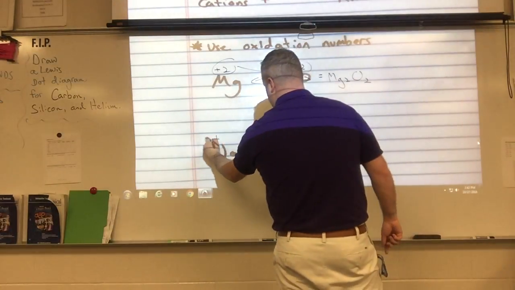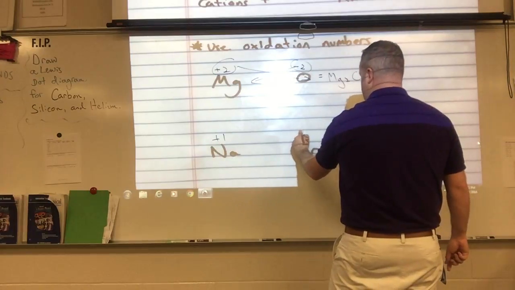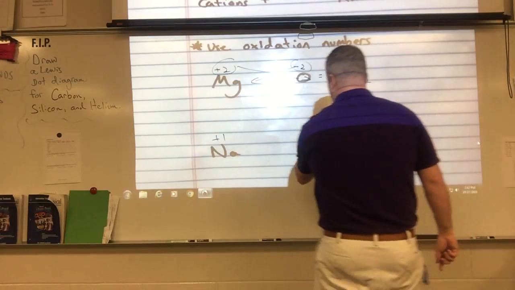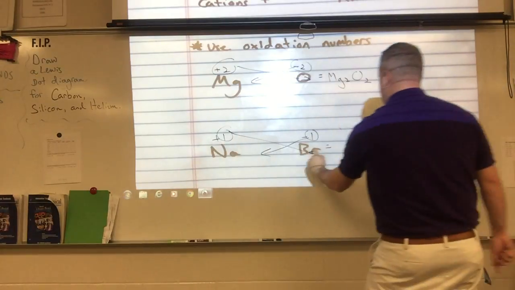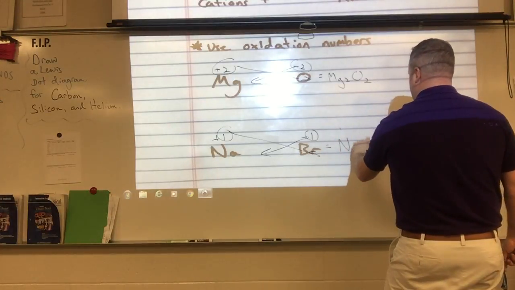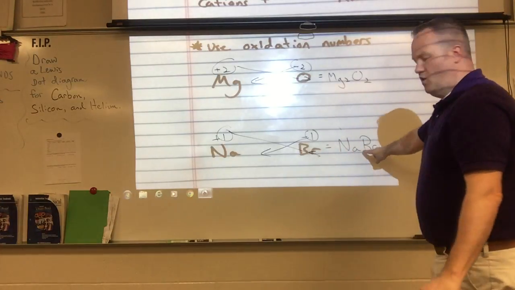Sodium has a positive 1 charge, bromine has a negative 1 charge. So when they come together, we crisscross the numbers, and we get sodium and bromine. We're not going to write down the 1.